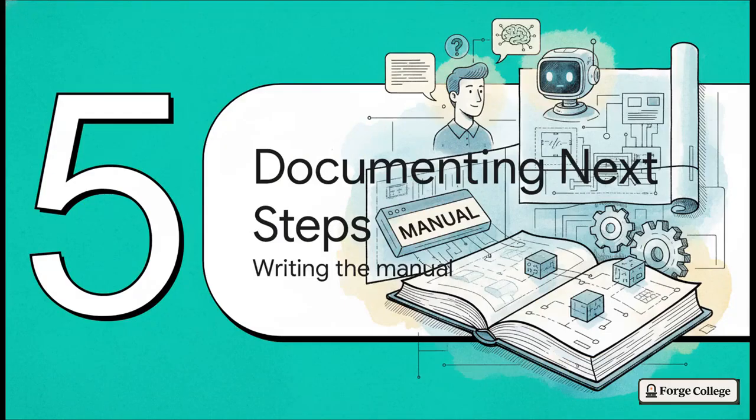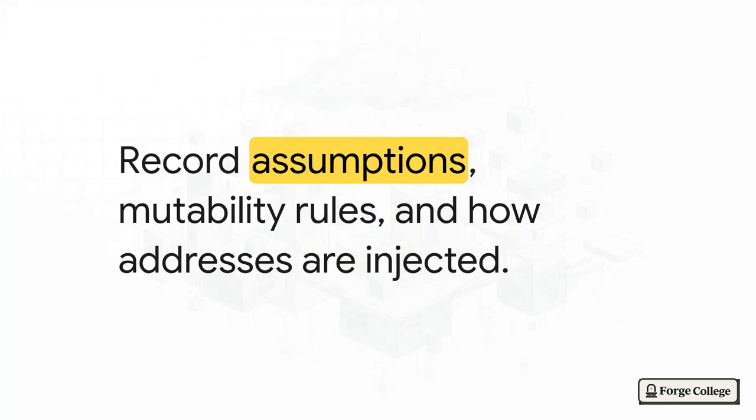Finally, Section 5, documenting for next steps. Let's write the manual. Look, building a great system is all about clear communication. You absolutely must write the manual so your human teammates and any AI tools you're using can read your blueprint. Create an integrationplan.md file right at your project root. In it, record your interface assumptions, your mutability rules, and exactly how addresses are injected.